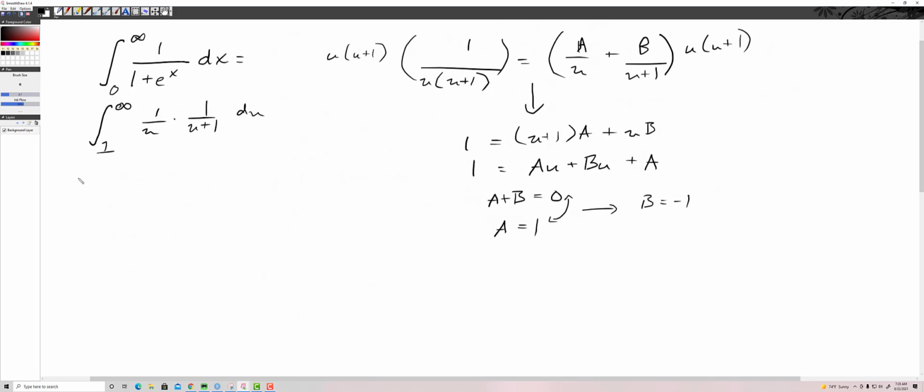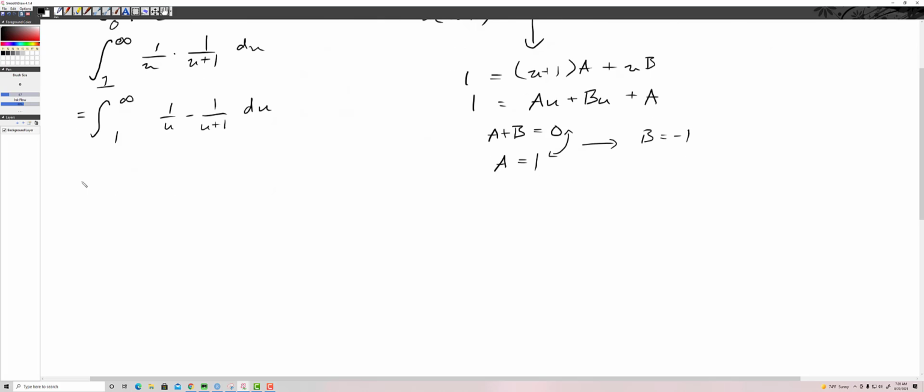So I can rewrite this integral, with a being 1, as 1 over u minus 1 over u plus 1. Now, here's what I'm going to get when I integrate this: something that looks like ln of u minus ln of u plus 1, integrated from 1 to infinity.